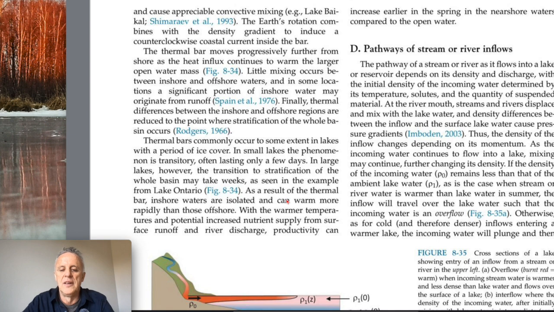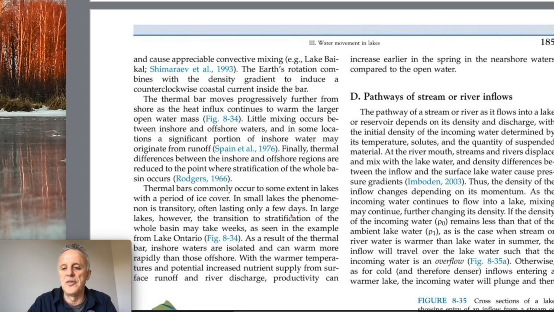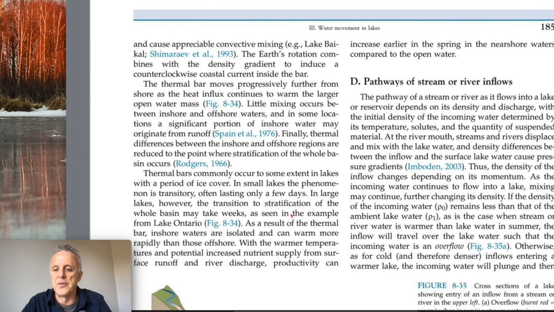In small lakes, the phenomenon is transitory, often lasting only a few days. In large lakes, however, the transition to stratification of the whole basin may take weeks, as seen in the example from Lake Ontario. As a result of the thermal bar, inshore waters are isolated and can warm more rapidly than those offshore. With the warmer temperatures and potential increased nutrient supply from surface runoff and river discharge, productivity can increase earlier in the spring in the nearshore waters compared to the open waters.